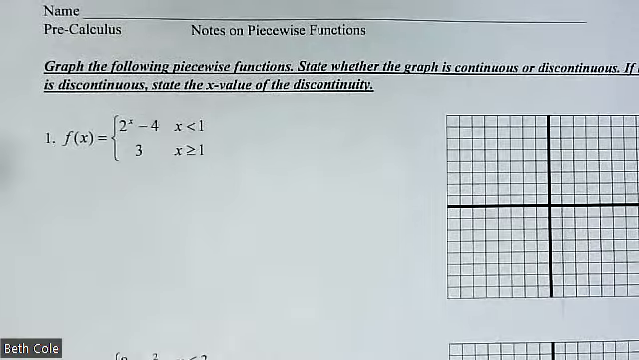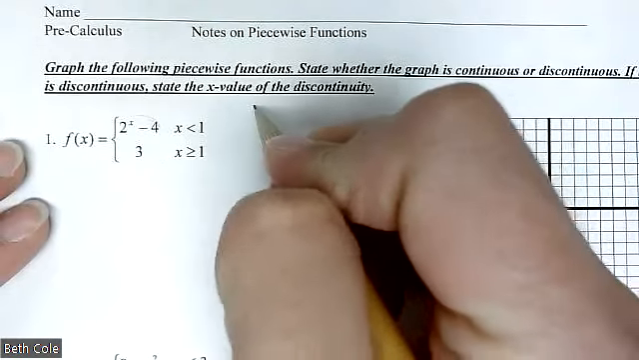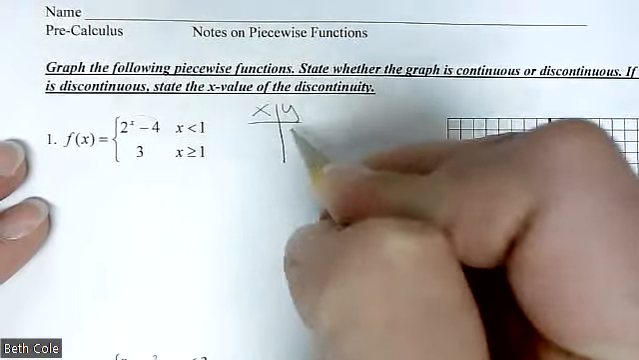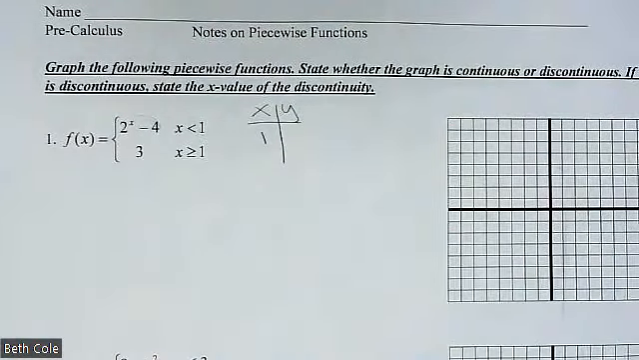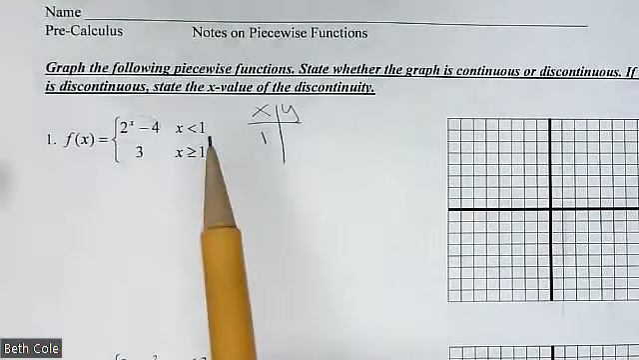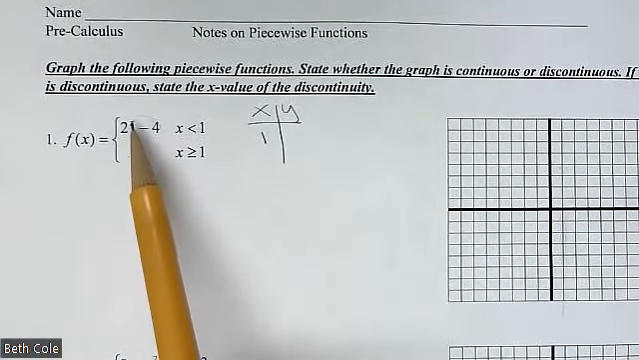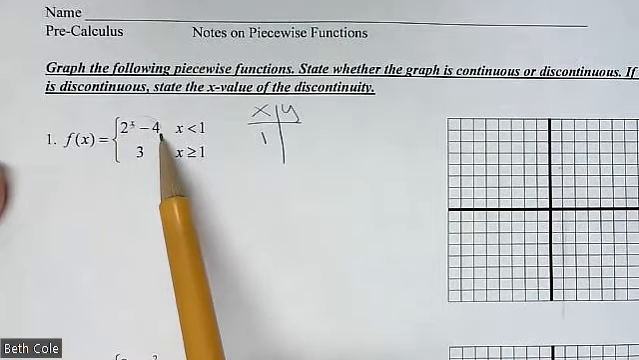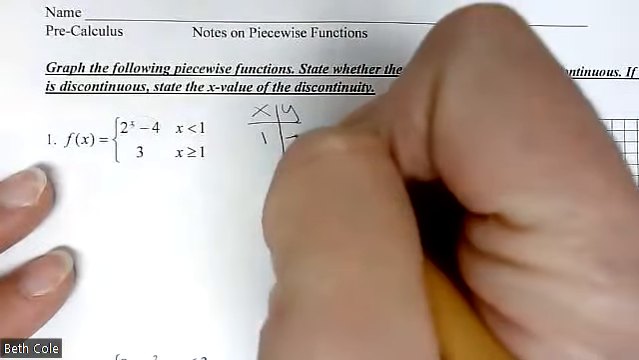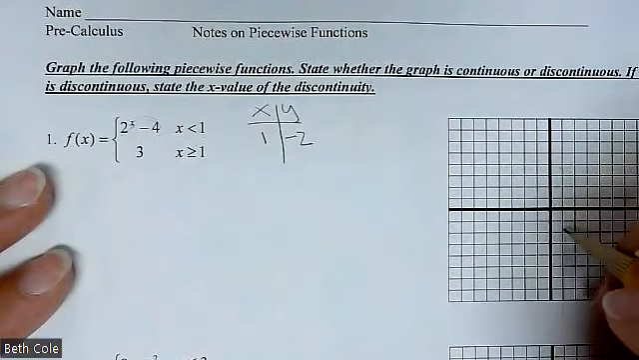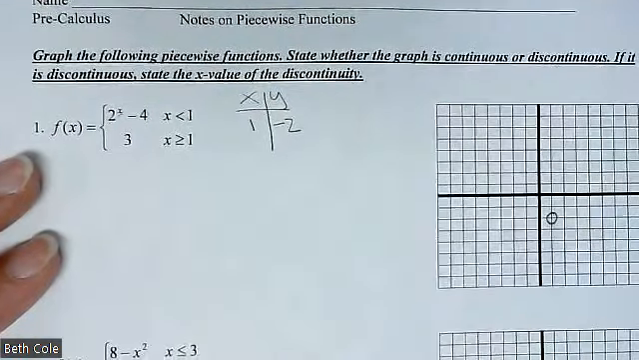Open circle. Okay. So we are going to plug in 1, and I'll make a little table just so that you can see what's going on. It's just there's going to be an open circle there. Okay. So let's see what we get when we plug in 1. 2 to the power 1. 2 minus 4, negative 2. So you're going to put an open circle at 1, negative 2.